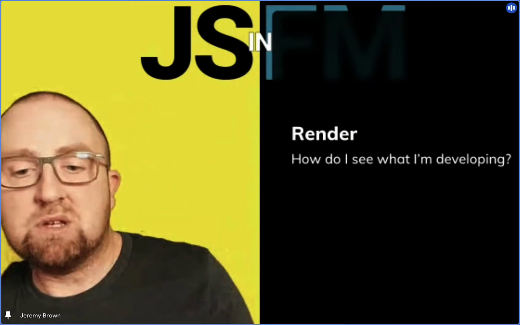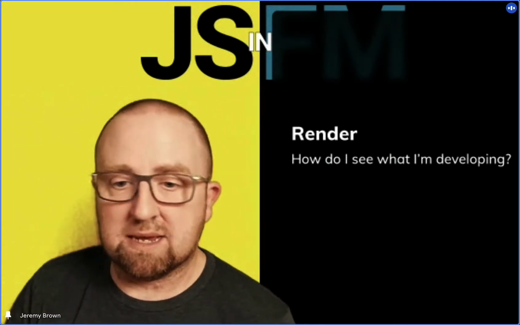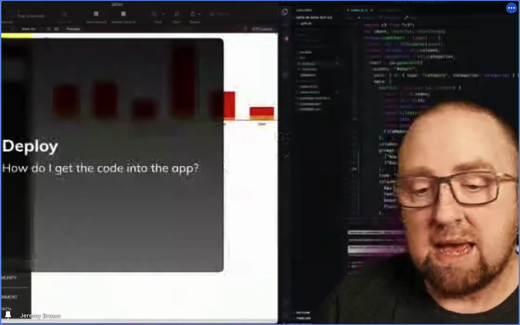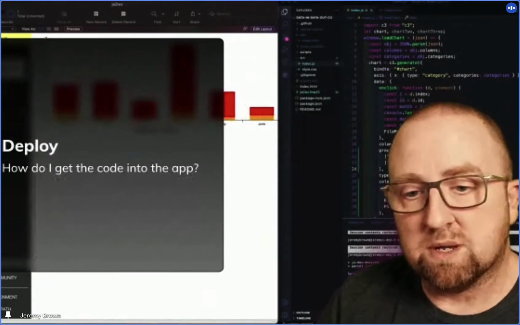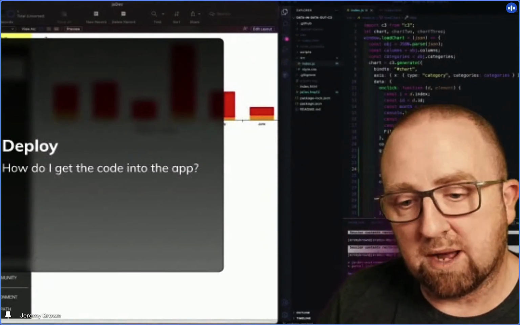Rendering, I need to know what it looks like when I'm rendering it, when I'm writing it. I need to understand if I make this change in the JavaScript, how does that affect what's in the web viewer? And finally, how do I get the code into the app, into the FileMaker app?